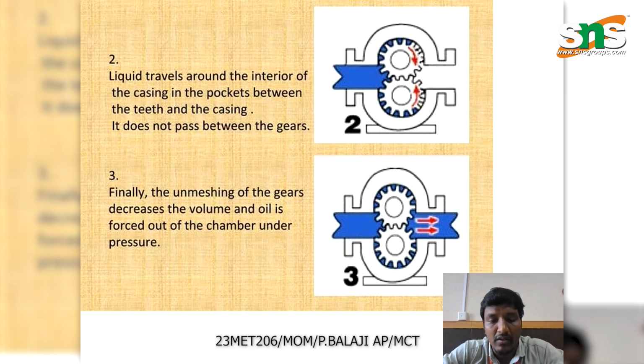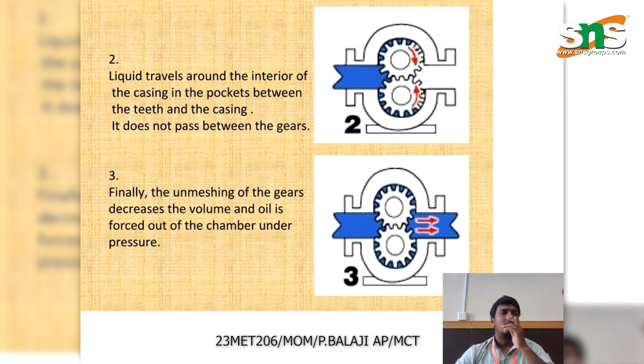So basically in the gear pump we have two kinds of gears. It may be helical or spur gears. People mostly use the helical type, and spur gears are also used widely. On the screen you can see two kinds of spur gears. The liquid travels around the interior of the casing, between the tooth and the casing. It does not pass through the gears.